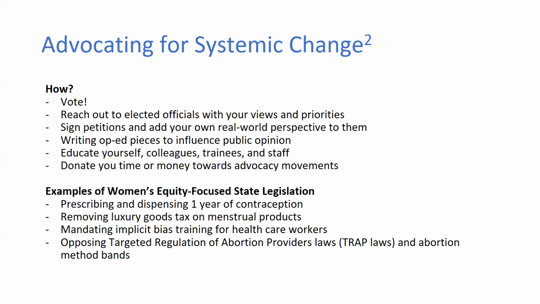Now, just some examples of state legislation that we can advocate for in order to help females reach equity is prescribing and dispensing 1 year of contraceptive at once, so that they don't have to continually go to a provider or a pharmacy to get their contraception. Removing luxury goods tax on menstrual products. Mandating implicit bias training for healthcare providers to try to address and reduce implicit bias towards genders in the workplace, as well as opposing targeted regulation of abortion provider laws.